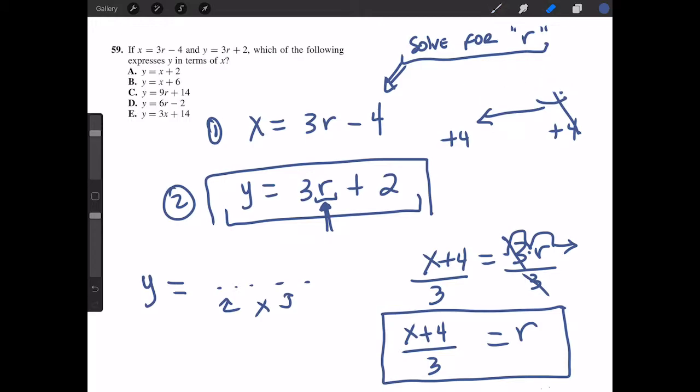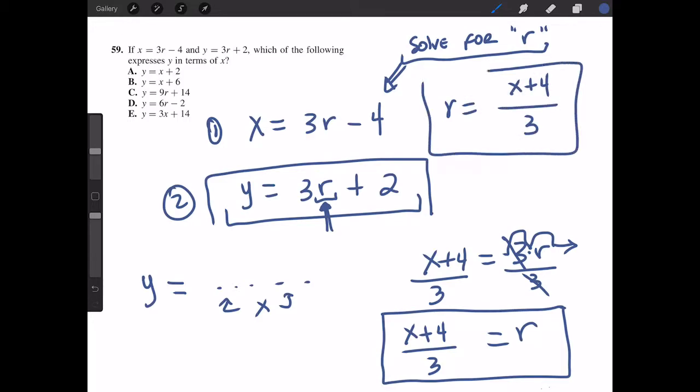Take a look. If you're bothered by the fact that the variable we solve for is on the right side, then switch it. r is equal to x plus 4, everything divided by 3. But there was no need to do that. If you're uncomfortable, switch it, not a problem.